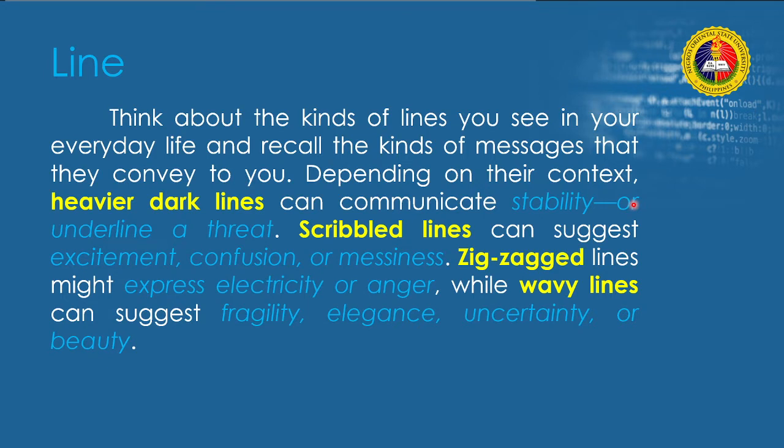I'm sorry. Heavier dark lines are supposed to communicate stability. When we say stability, being stable, being firm, di ba? And then underline means threat. If you see an underline, usually it means there is a threat. And then scribbled lines can suggest excitement, confusion, or messiness. And zigzagged lines might express electricity or danger, while wavy lines can suggest fragility, elegance, uncertainty, or beauty.